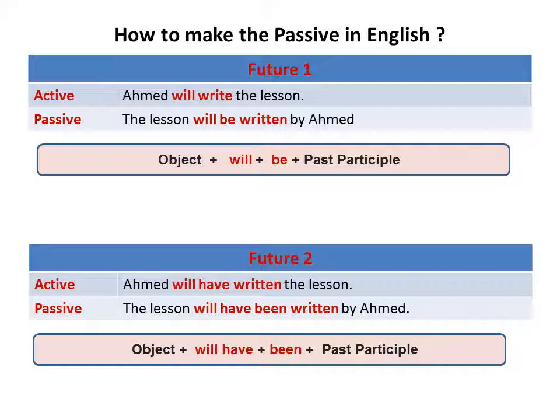For the second case in the future, let's see this example. Ahmed will have written the lesson. The lesson will have been written. So the object will be followed by will have been plus the past participle.